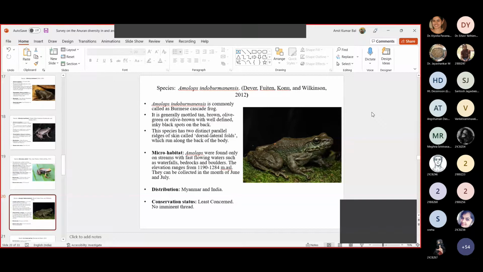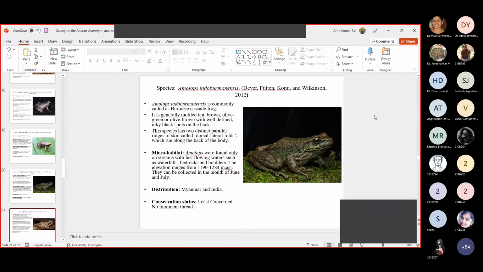We also have the Amolops indobermanensis. It is commonly known as the Burmese cascade frog. They are tan brown, olive green, or olive brown with well-defined inky black spots on the back. They are mostly found on streams with fast-flowing waters, and their distribution included Myanmar and India.